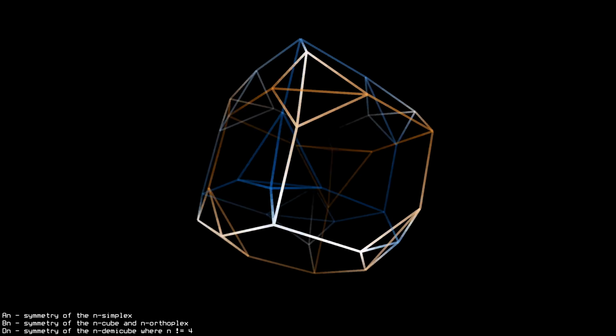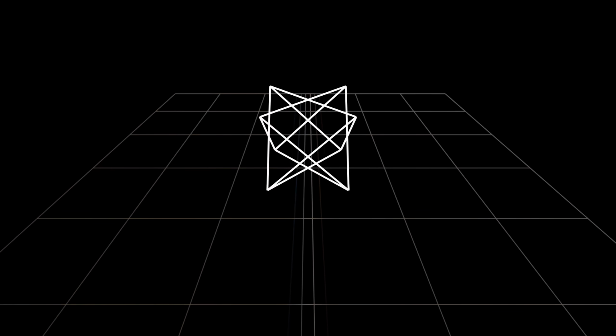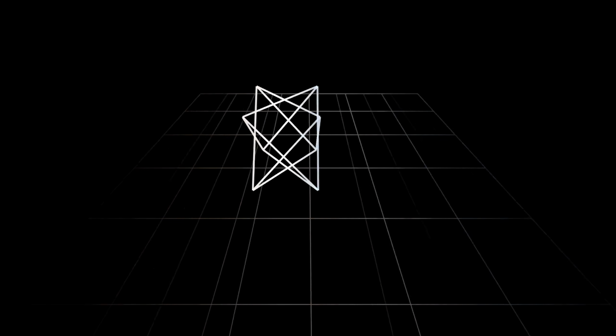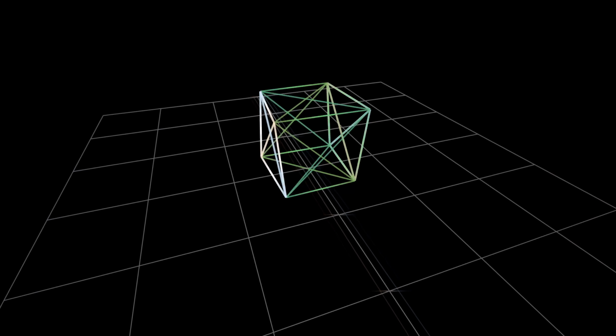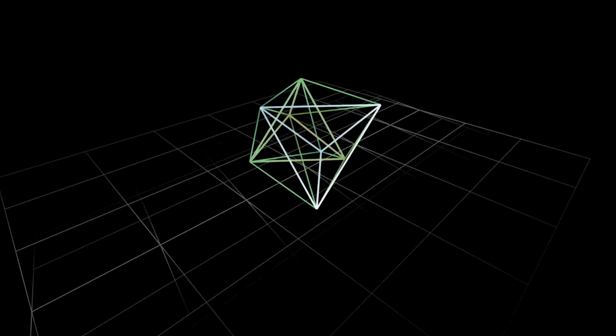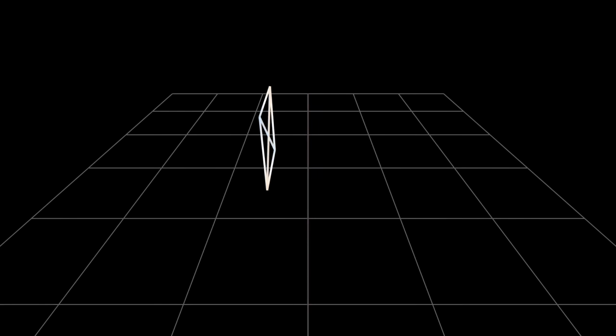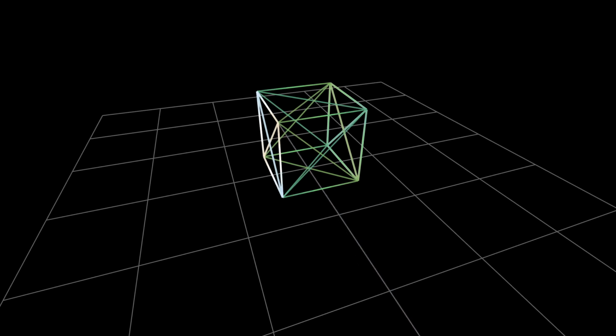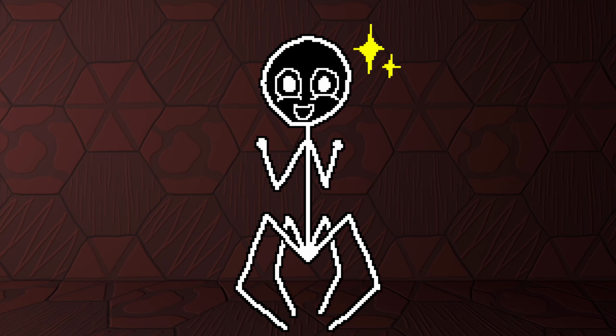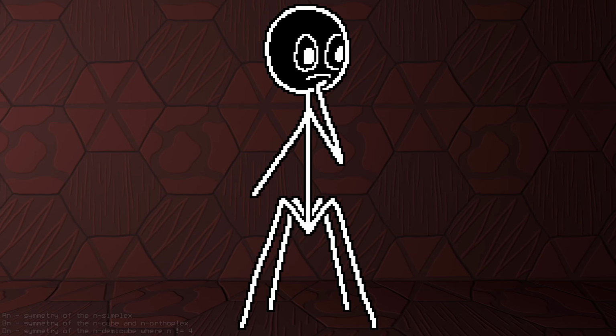Why is the 4 demicube the 4 orthoplex? Well, if you have 2 opposite demicubes, and place them 1 unit away in the next dimension, and take the convex hull of that, you get the next demicube. If you take 2 dual simplices and offset them in the next dimension and take the convex hull of that, you get the next orthoplex. Since the 3 demicube is the 3 simplex, the 4 demicube is necessarily the 4 orthoplex. This also means that D3 and A3 are the same.